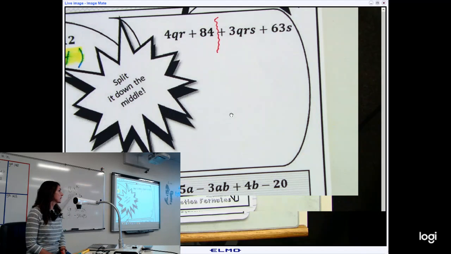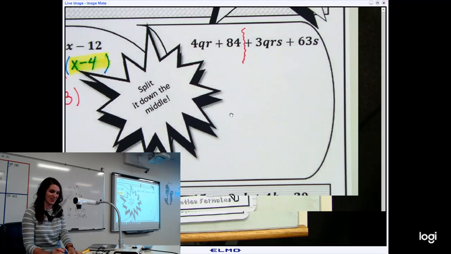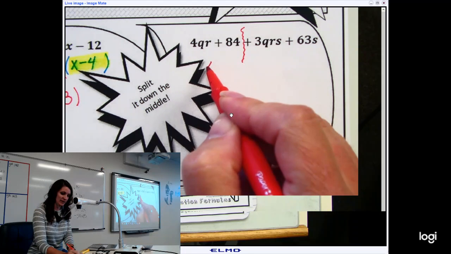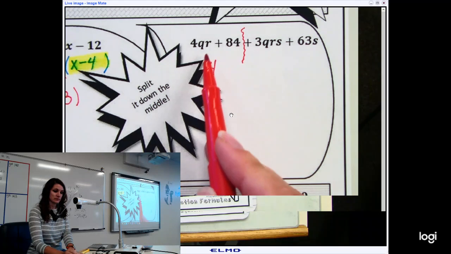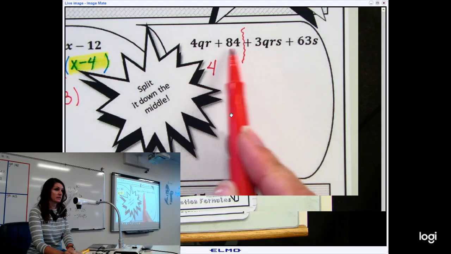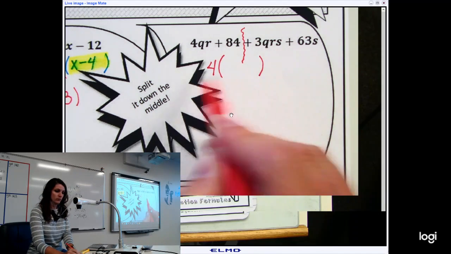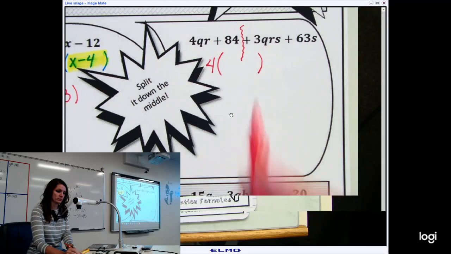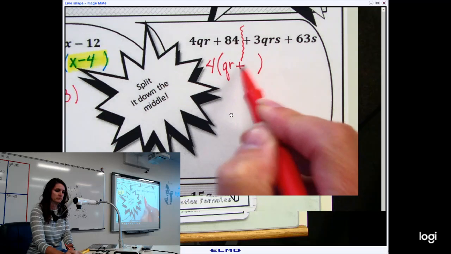What is your greatest common factor on the left-hand side? Sorry about that. 4. Any variables? No, because that doesn't have any variables, right? 4. 4 times what gives me 4QR? QR. All right. And what's 84 divided by 4? Good.